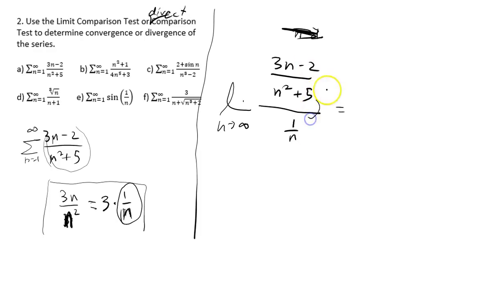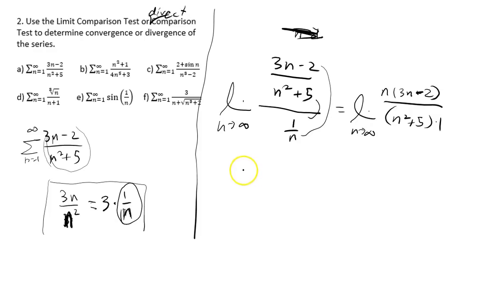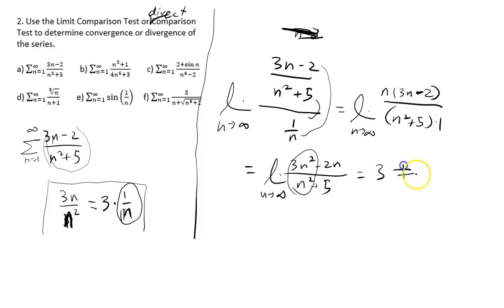Okay, so we have a complex fraction. With complex fractions, you multiply the inner and the outer, and the outer goes on top, so n times 3n minus 2 goes on top, and then in the bottom, n squared plus 5 times 1 goes on the bottom, and you send n to infinity, which is like 3n squared minus 2n over n squared plus 5. But then the dominant terms on the top and bottom are 3n squared and n squared, so that's just 3n squared divided by n squared, which is just 3. And indeed, this is not equal to 0.